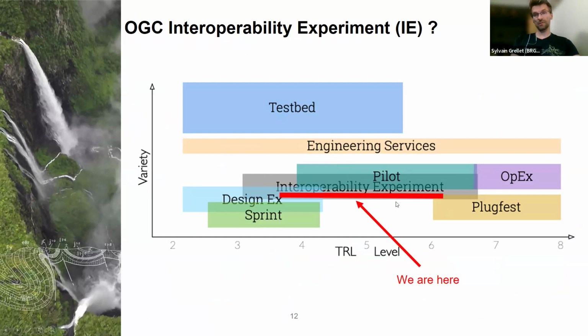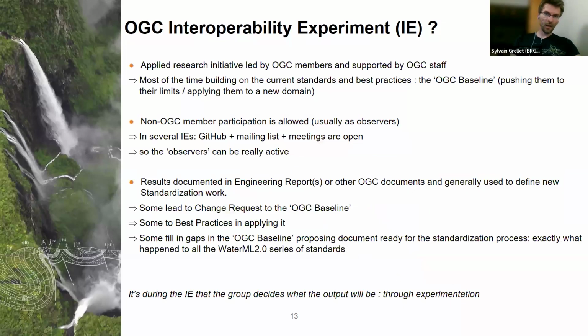I also say that there are various kinds of innovation activities in OGC. The interoperability experiment stands here. So you can see that it covers a very vast potential spectrum with regard to technology readiness level. But yeah, it's really a flexible mechanism. So this is also a bit of text presented by OGC. I just grabbed that for the sake of introducing it to you.